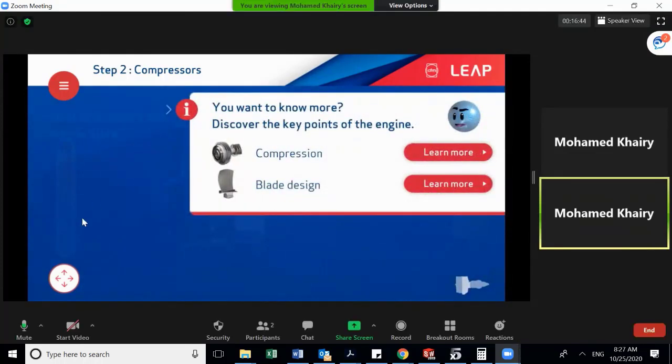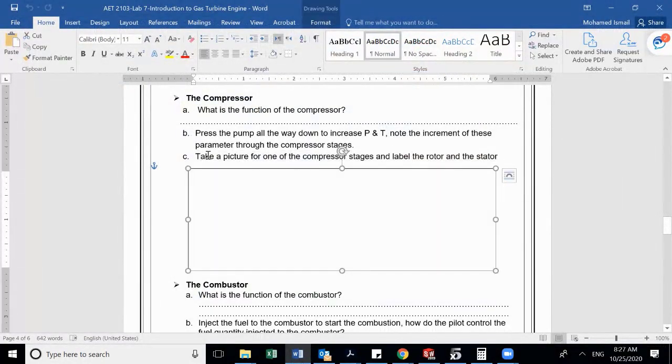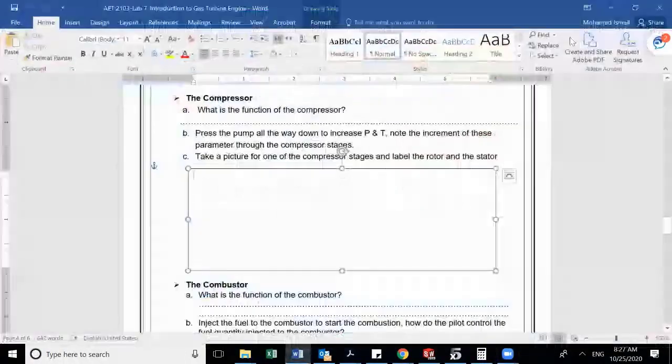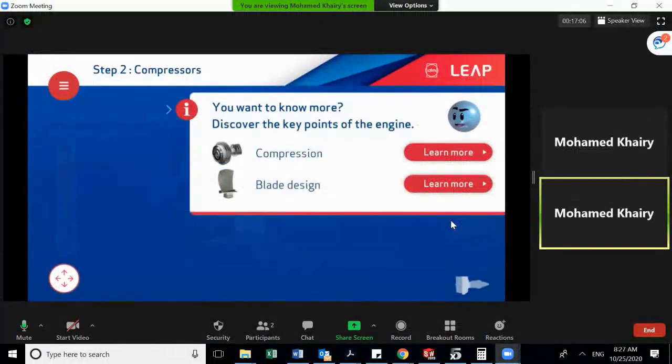Do you have any questions here? You can refer to the video later on if you didn't do so now. You can refer to the video to have a picture for the compressor stages and label rotor and stator. So no more information needed here.